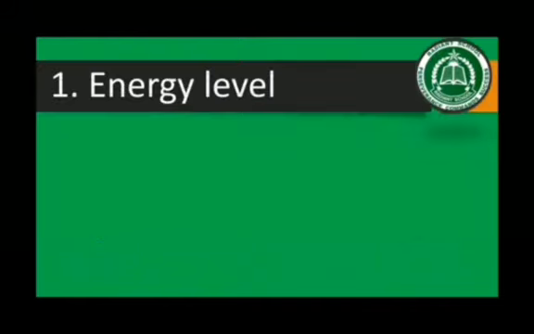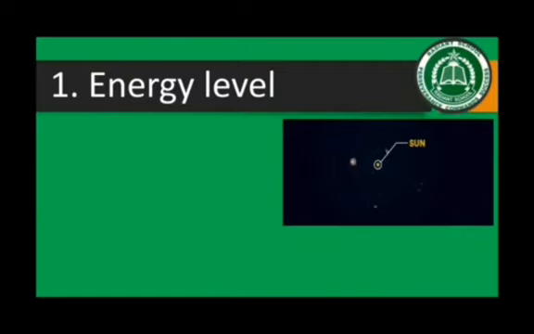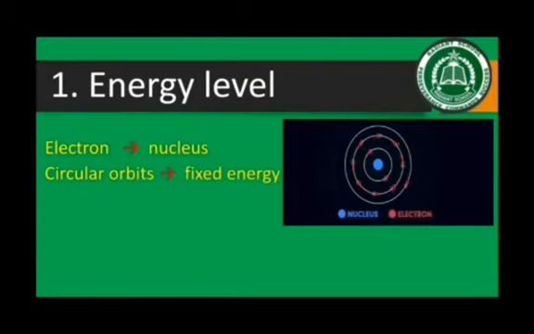Number 1, energy level. As planets revolve around the sun in their fixed positions, in the same way, electrons in an atom revolve around the nucleus in well-defined circular paths, and these paths are called circular orbits. Each orbit has fixed energy, so each orbit is also known as an energy level.